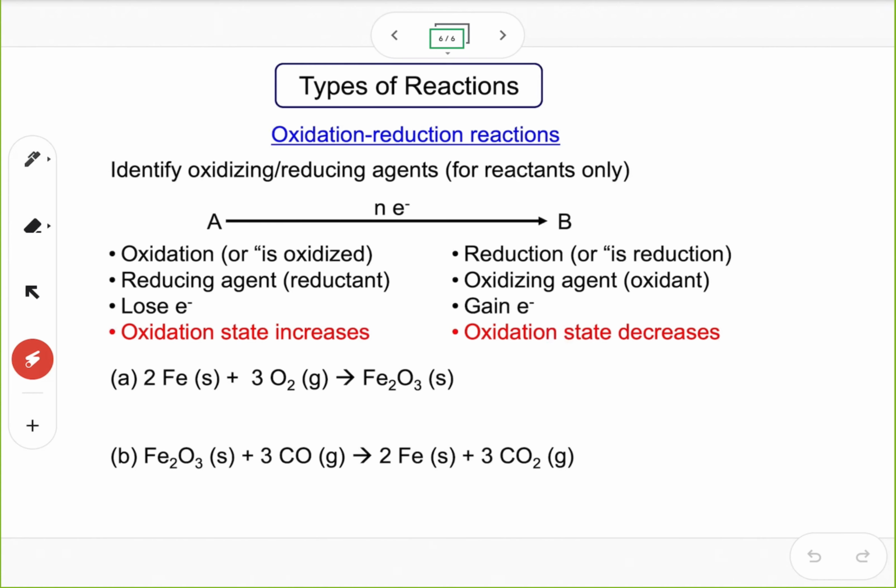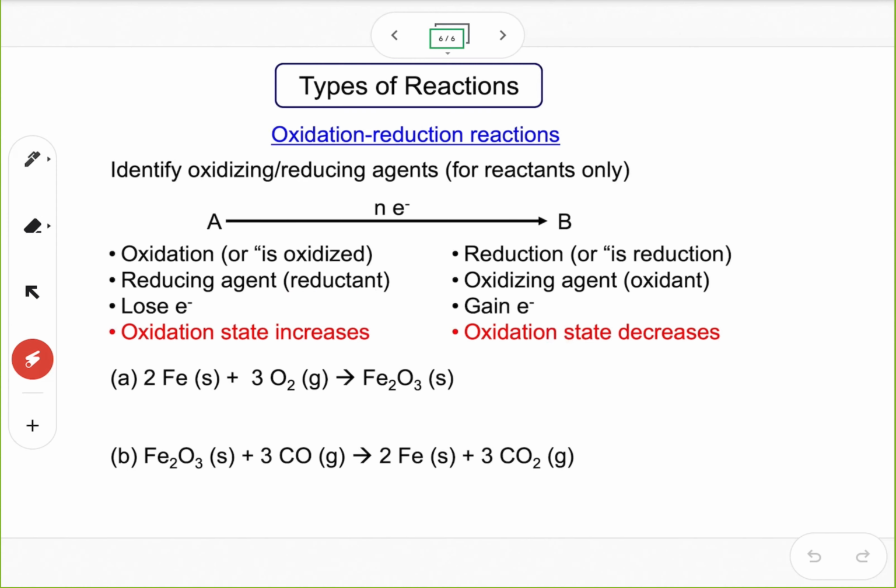How do you know that A is oxidized? Well, you take a look at the oxidation state. If the oxidation state increases, that means A is losing electrons, so it's oxidized. Now, how about B? B is getting electrons, and so we call it reduction. Reduction happens on B, or B is reduced. B is reduced by what? By A. So A is the reducing agent.